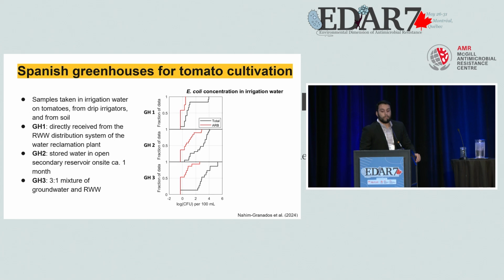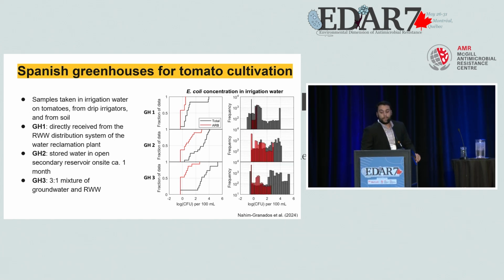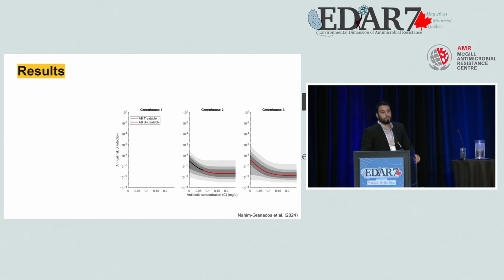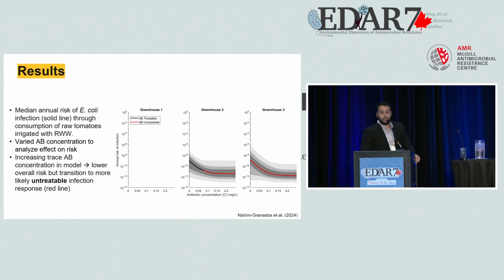And I did a very similar exposure model. This time, instead of lettuce, it's tomatoes. So some of the exposure parameters are a little bit different. But I used real E. coli data, which included both the total E. coli and the resistant CFUs for each sample. And I did some similar results.